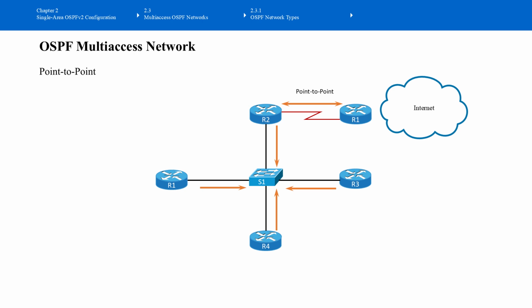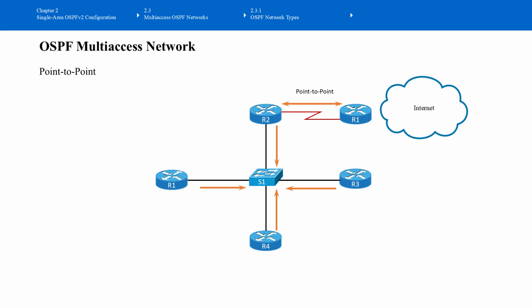This figure shows the difference between point-to-point and multi-access OSPF networks. At the top, R1 and R2 are directly connected. Only 2 routers can use that link, so it is point-to-point. There is no need for a DR or BDR. At the bottom, R1, R2, R3, and R4 are connected to the same switch S1. This is a multi-access network because multiple routers share the same Ethernet network.